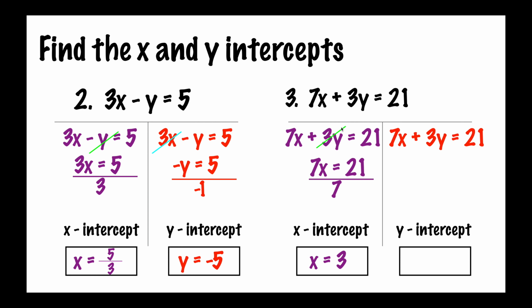From there, I'll do the same thing, but for the y-intercept, we're now going to make the x value a 0, meaning that that part's going to wipe out. We're left with 3y is equal to 21. I'll divide both sides by 3, and we're left with y is equal to 7.